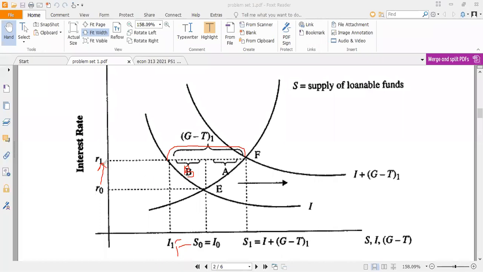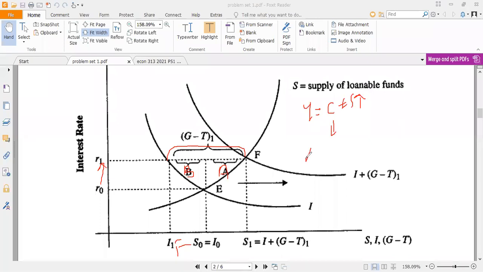Now, because of the increase in interest rates, there's an increase in savings because savings is a positive function of interest rate. So the savings will increase from S0 to S1. That is the distance A. And we know that your income is either consumed or saved. So if there's an increase in savings, it means there's a reduction in the level of consumption. So A corresponds to an increase in savings, and automatically to a reduction in consumption.